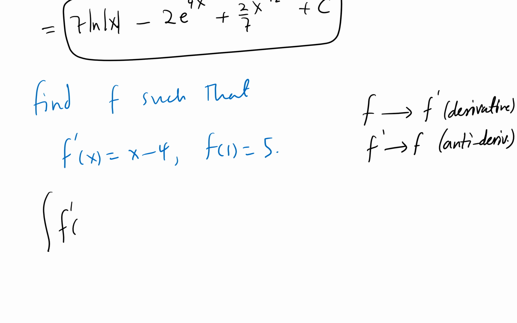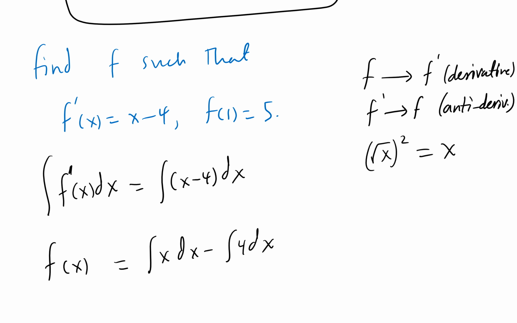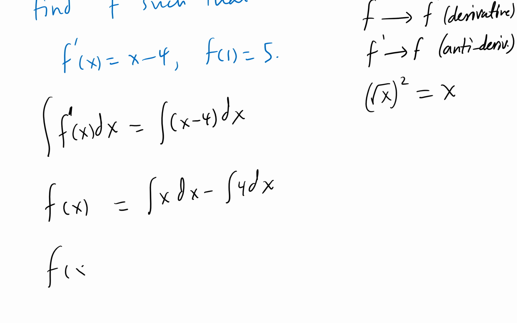So for this one, to go backwards, we integrate both sides of that equation. We'll put an integral like so. The integral of f prime kind of cancels, like when you square a square root, you get x. Same thing here. When you do the integral of f prime, it becomes f of x. This one you can split into 2 integrals. Keep this the same. This is x squared over 2. This is 4x plus c.